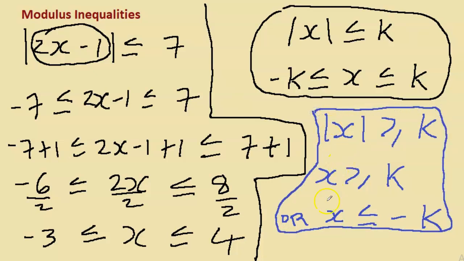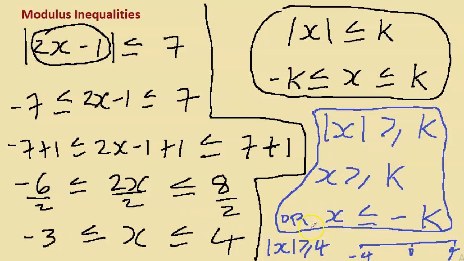In other words, think about it. Suppose I say the modulus of x is greater than or equal to, let me use the actual number 4. Now let me just draw a number line there. So we have 0 in the middle. We have positive 4 out here, and we have negative 4 out here. Good?